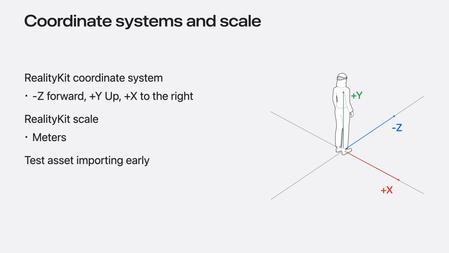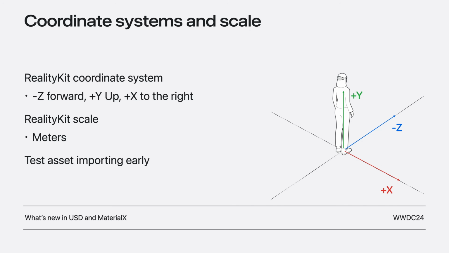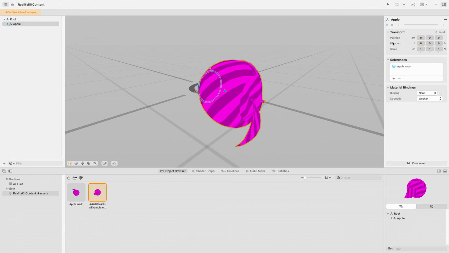New to macOS this year is the ability to change coordinates and scales in Preview. Check out the session, What's New in USD and Material X, to find out more. I'll just adjust the assets when they get imported into Reality Composer Pro by applying a negative 90-degree rotation in X.